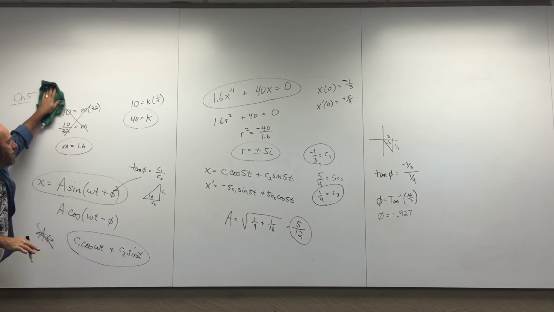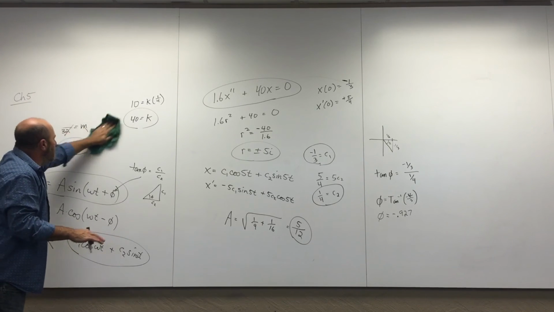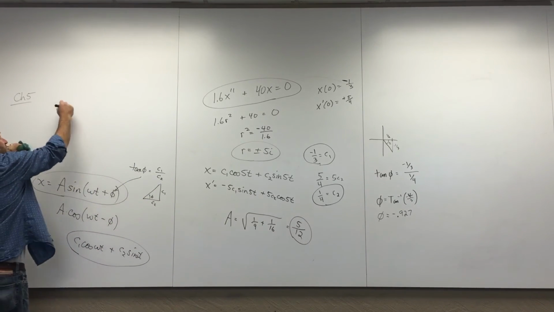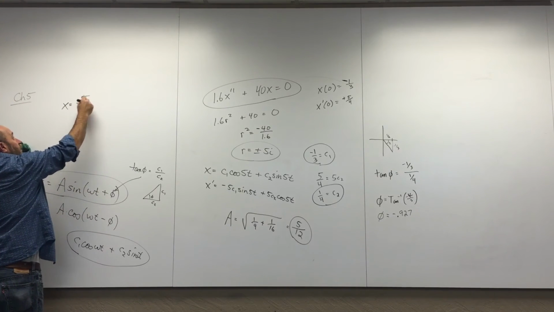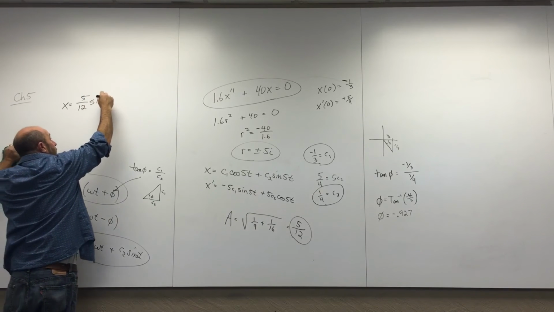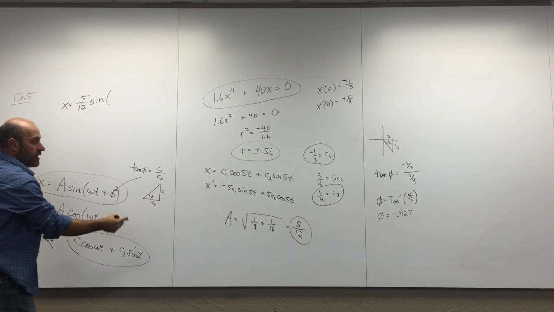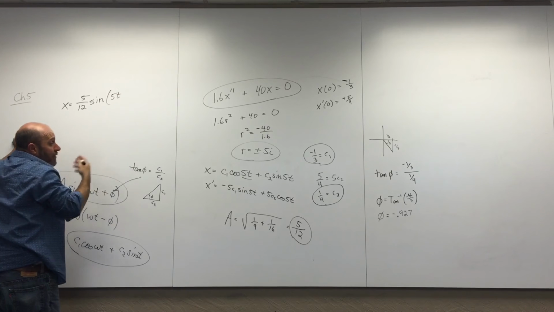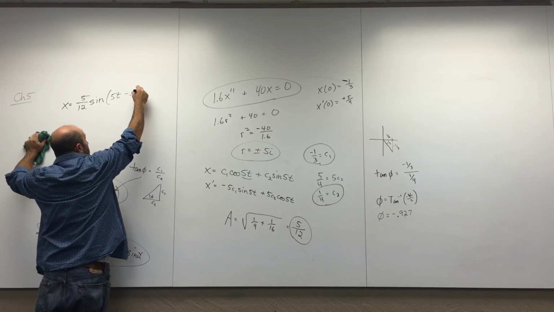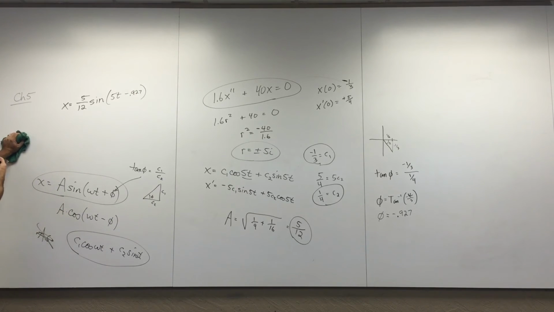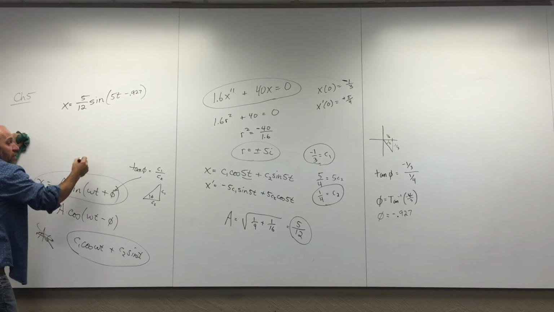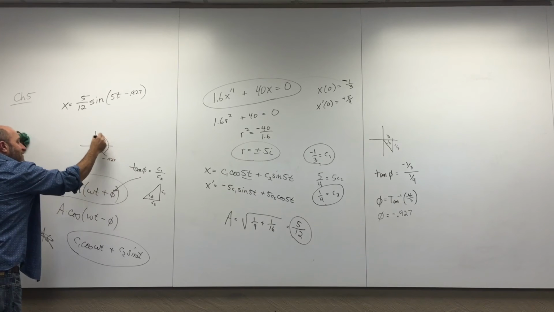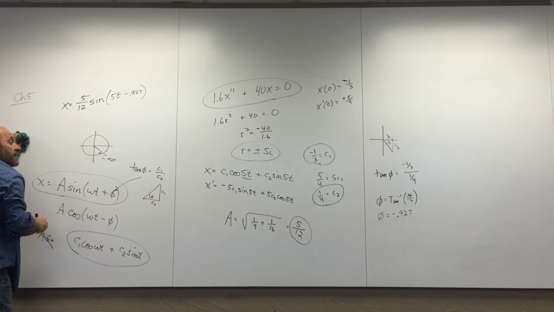Yes? If we didn't want to work with negative radians, could we have just added 2pi and use that? Yeah, you are right. I'm about to write my answer here, and so my answer is x equals 5/12 is my amplitude, sine of omega. What is omega? Omega is 5. That's the 5t, right? And then I'm going to put, I like the negative 0.927. If I'm in quadrant 4, I like that. But what you're suggesting is, on a unit circle, that angle, negative 0.927, if you add 2pi to it, you can name it a positive name.